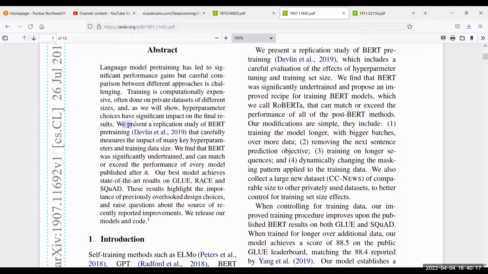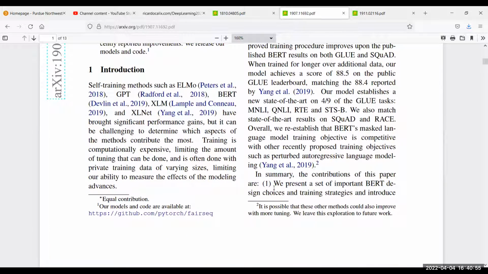So let's just say here, they present a replication study of BERT pre-training that carefully measures the impact of many key hyperparameters and training data size. They find that BERT was significantly undertrained and can match or exceed the performance of every model published after it. Our best model achieves state-of-the-art results in all the different benchmarks, like SQuAD, GLUE, etc. And the results highlight the importance of previously overlooked design choices and raise questions about the source of recently reported improvements. Okay, so that's RoBERTa.